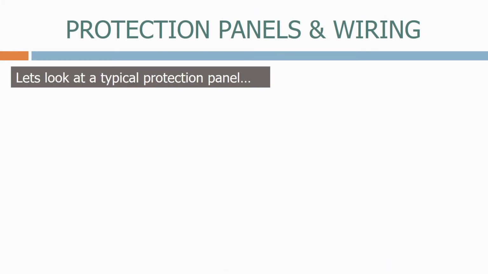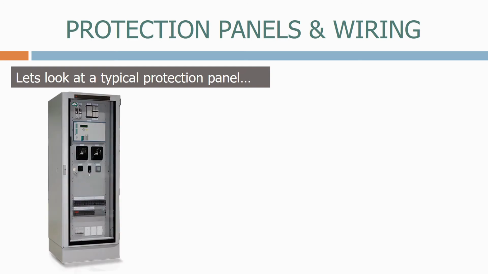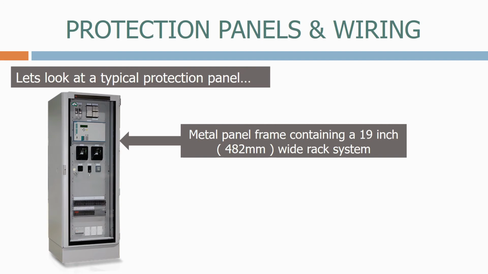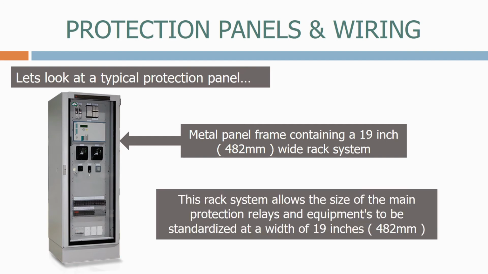Let's look at a typical protection panel. Firstly, we have a metal panel frame containing a 19-inch or 482mm wide rack system. This rack system allows the size of the main protection relays and equipment to be standardized at a width of 19 inches.